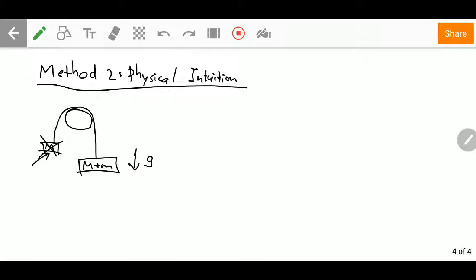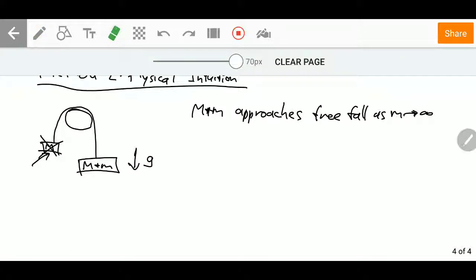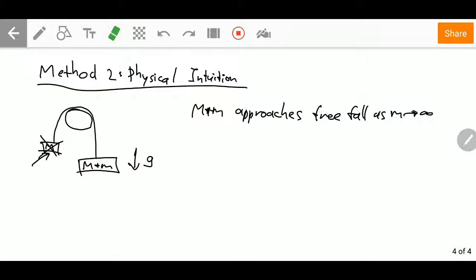Now, as m goes to infinity, relative to this very big mass, this mass matters less and less, and so you can say that the mass M plus m approaches the free fall situation as little m goes to infinity. Now, in this case, what does the tension have to be? Well, I'm going to erase this cross out because, of course, this mass is still there. So let me just redraw it.